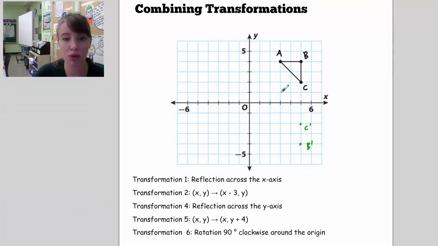A is 1, 2, 3, 4. So I go 1, 2, 3, 4. This is A prime. Okay. All right, then after that, so I've done this one.